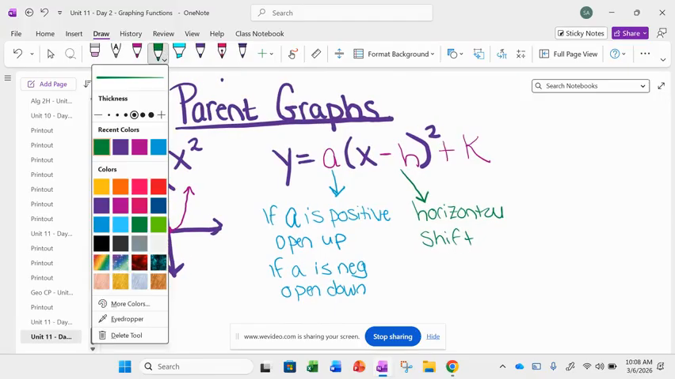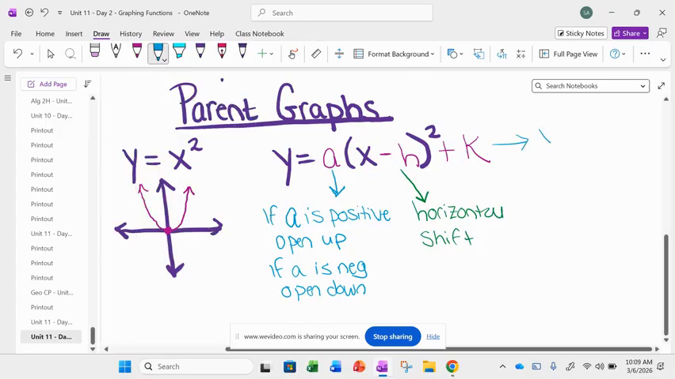And then lastly, it's the k. And see how the formula sort of says plus k. So if k is positive, so if it says plus k, you're going to move up. If it says minus k, then you're going to move down. So this k tells us our vertical shift.